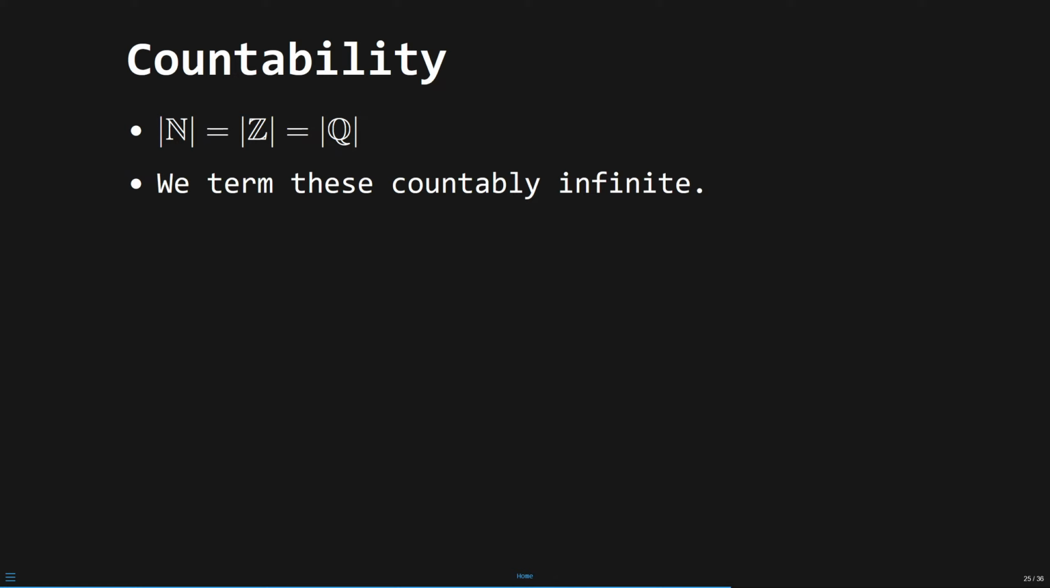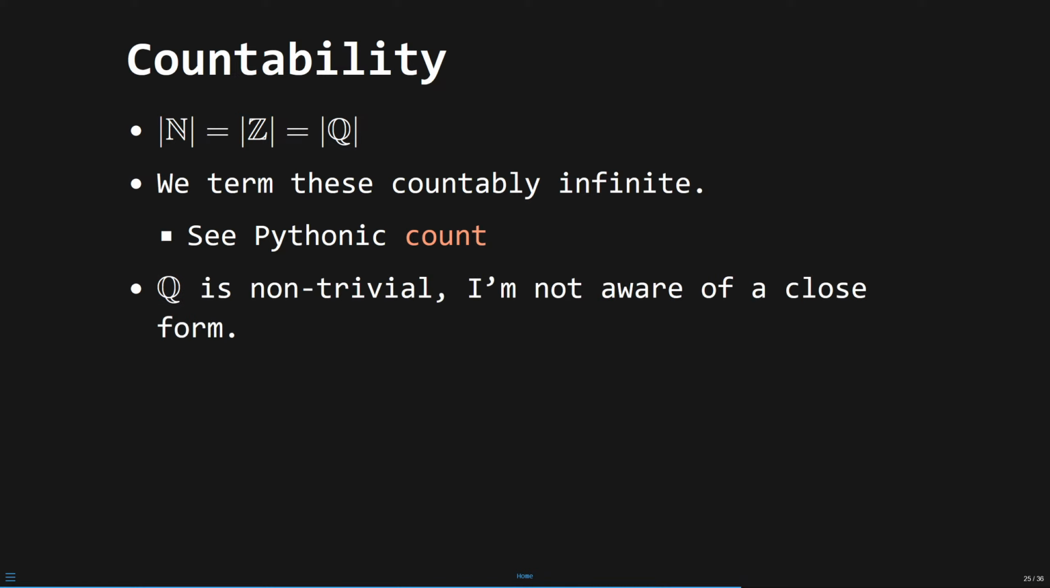To me, intuitively, I think in my mind, these are all simply the natural numbers, which means I can express them in binary representations in computer memory, for example. We simply express them in different ways. Python's count is the countably infinite itertool. There are other itertools, of course.